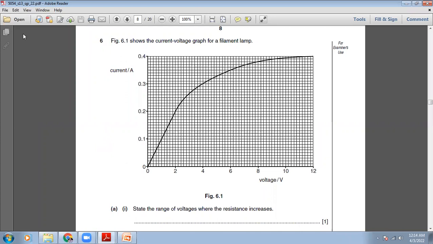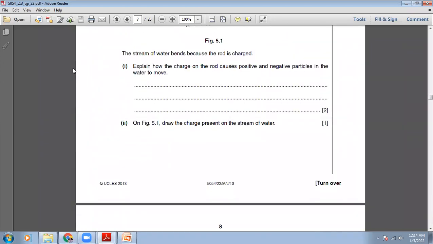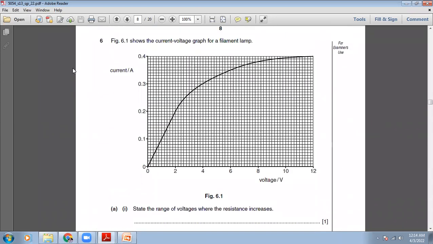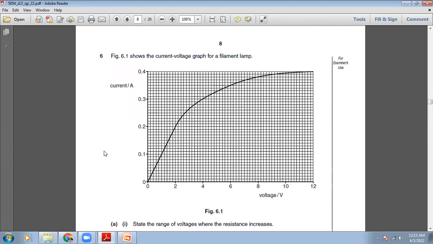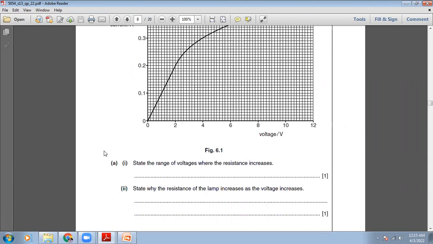Figure 6.1 shows the current-voltage graph of a filament lamp. So here on the y-axis, the current is represented, and on the x-axis, the voltage is represented. The slope of this graph will be I by V, so the slope is equal to 1 by R. So if the slope increases, the resistance will decrease. If the slope decreases, the resistance will increase. If the slope becomes constant, the resistance will become constant.